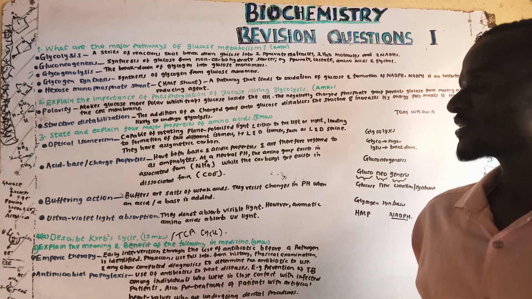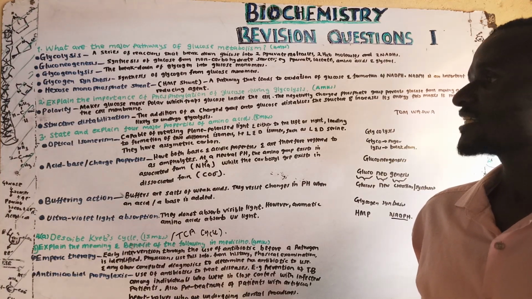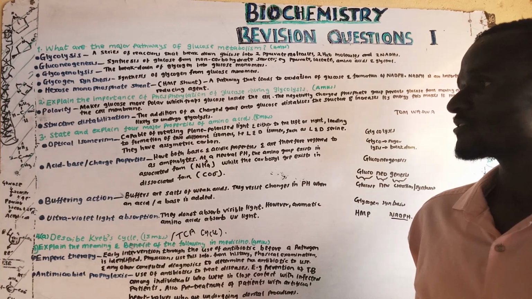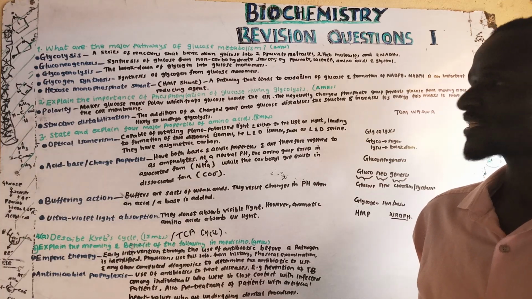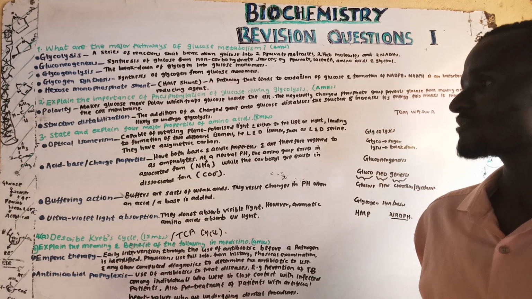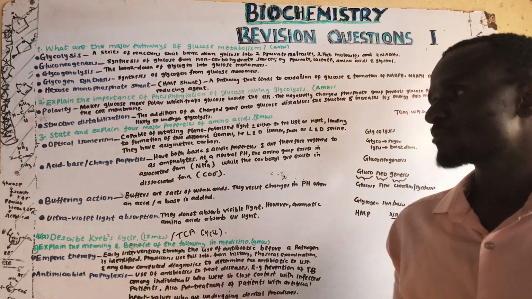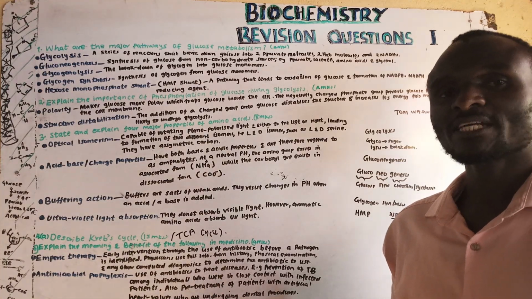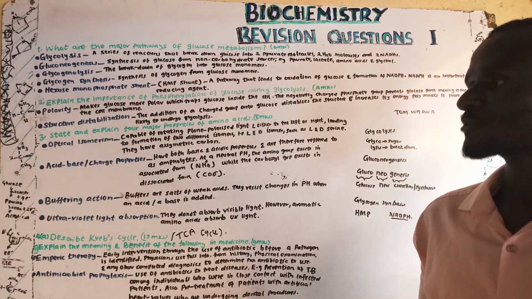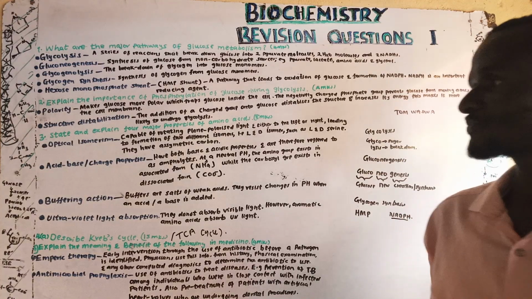Then we go to question number 3. State and explain 4 major properties of amino acids. The first property is optical isomerism.